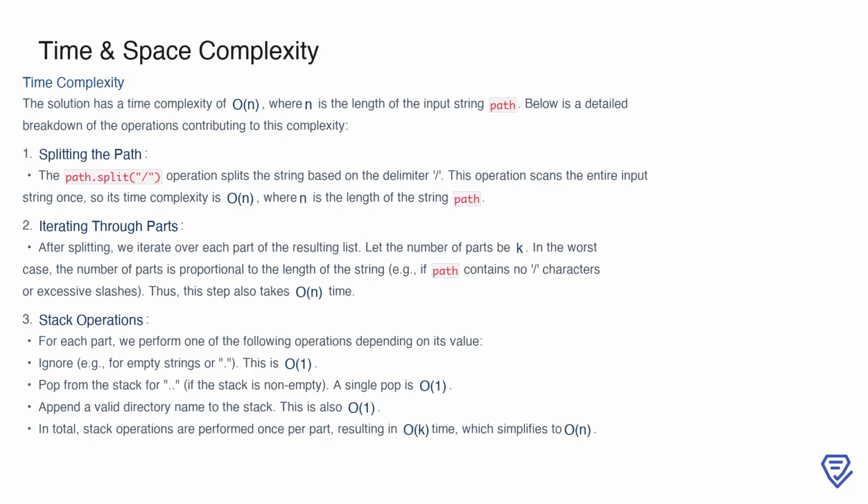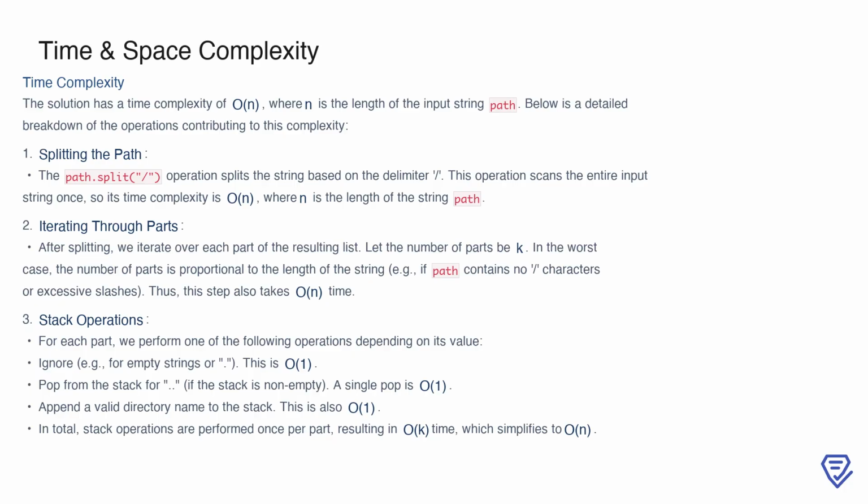Next, we iterate over the resulting parts. The number of parts, denoted as k, can be at most proportional to n in the worst case, such as when the input has no slashes or excessive slashes. This iteration step is also O(n).